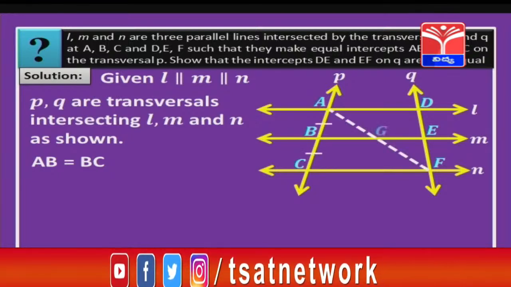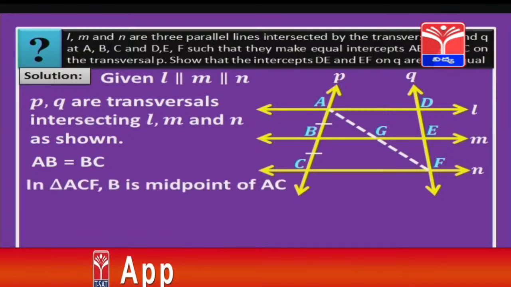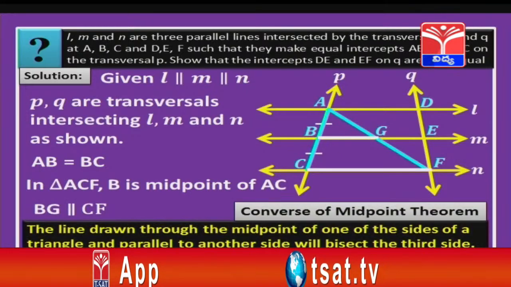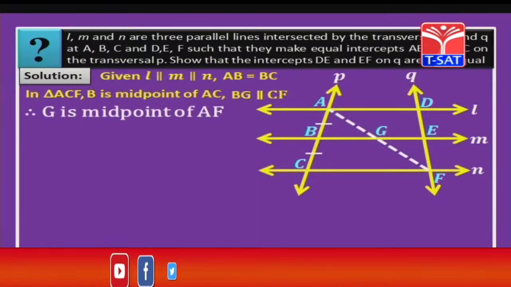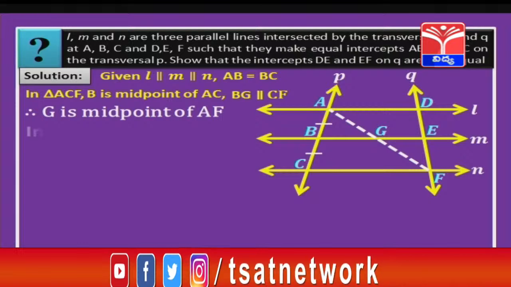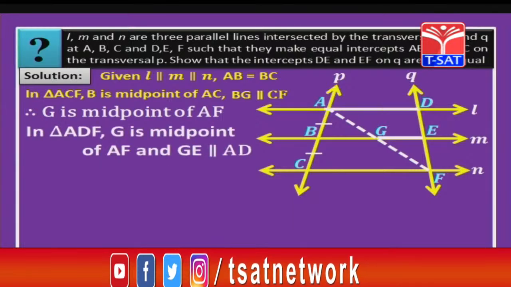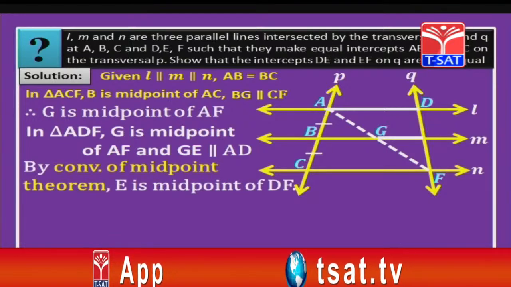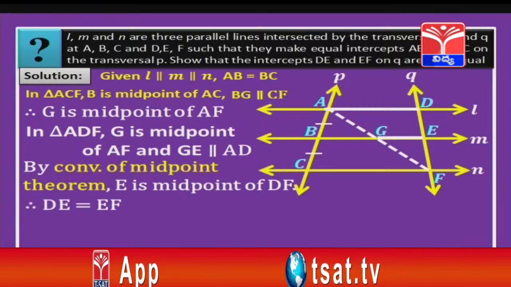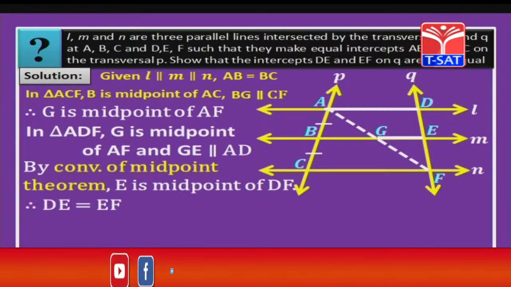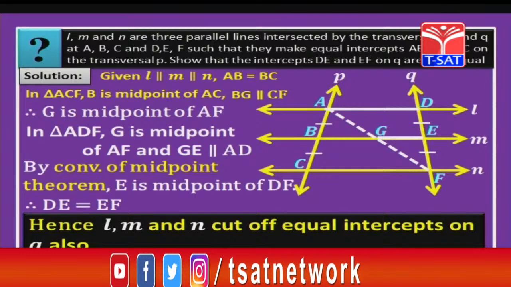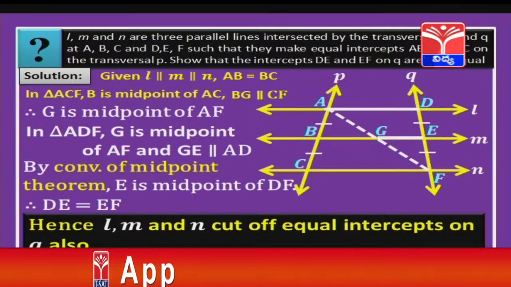Now, let us join AF. Now, this AF is intersecting line M at G. So, in triangle ACF, B is the midpoint of AC, BG parallel to CF. You can notice by the converse of midpoint theorem, I can say that G is also the midpoint of AF. Got it, children? Now, let us consider triangle ADF. G is the midpoint and GE is parallel to AD. Again, by the converse of midpoint theorem, E also becomes the midpoint of DF. So, DE is equal to EF because E is the midpoint. So, DE must be equal to EF. So, from this what can we conclude? Yes, L, M and N cut off equal intercepts on Q also.